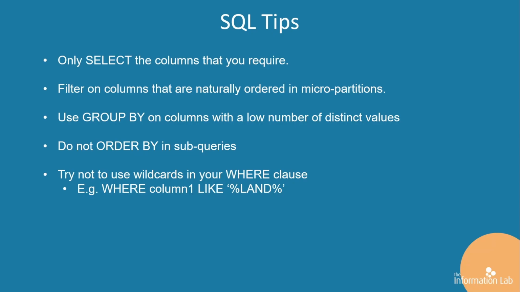And try not to use wildcards in your where clause. And we have an example here, and that's because it won't allow the micro-partitions to be used. No pruning will take place because micro-partitions work on a minimum and maximum basis. And if you're using wildcards, Snowflake can't work to a minimum and maximum here. So the more often you use wildcards, the slower your query is going to take to run, because Snowflake has to use a lot more compute because it will have to scan each and every micro-partition for that table.